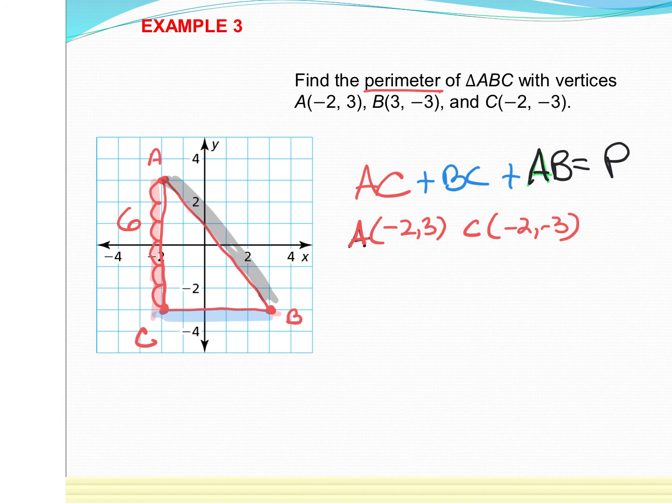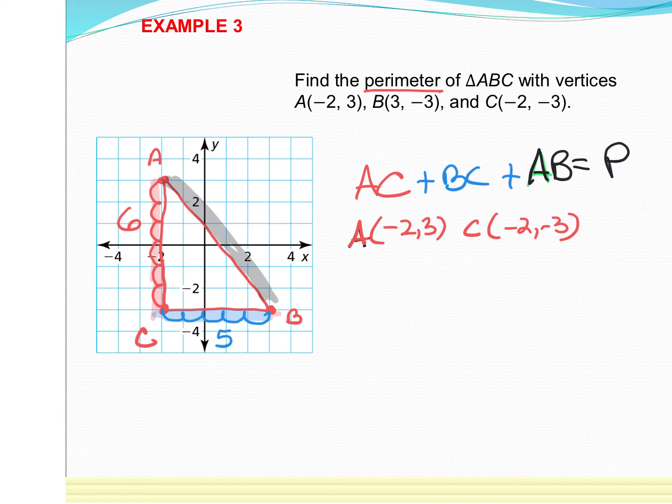I can do the same thing for BC, that blue one. 1, 2, 3, 4, 5. However, for that gray one, I have to do the distance formula. Now, let's say you didn't have a graph and you want to just subtract the ordered pairs.